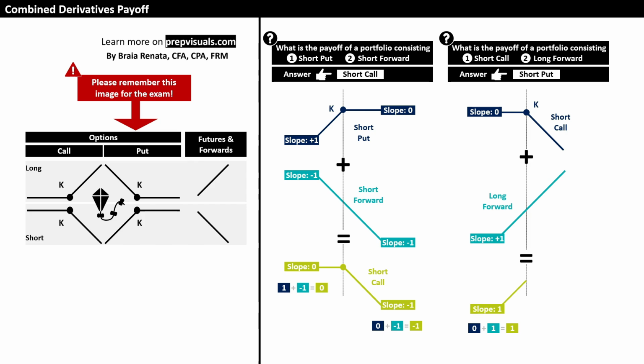Now doing the very same thing on the right-hand side, we can see that the slope of the short call is -1. The slope of the long forward is +1. And since -1 plus 1 equals 0, the slope of the combined portfolio will be 0. In other words, a flat line. Now, if we look back at the kite diagram, we can see that the payoff profile of this resembles a short put, and therefore the final answer is that the combined portfolio is equivalent to a short put.